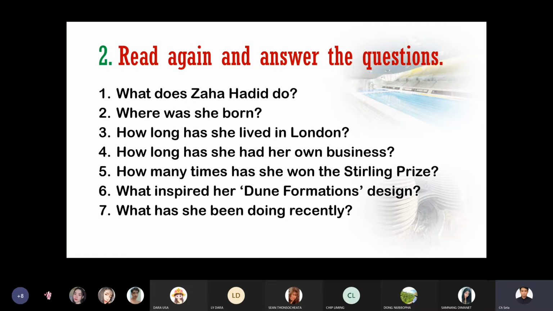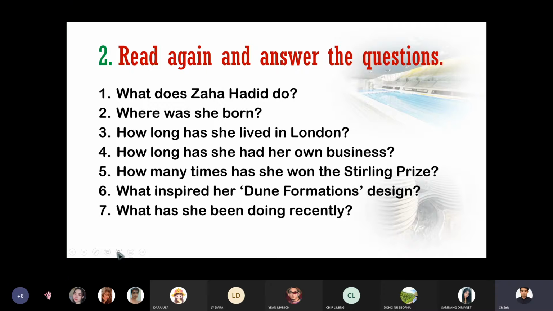Manik, can you read again, please? Number one until number seven. Number 1. What does Zaha Hadid do? Number 2. Where was she born? 3. How long has she lived in London? 4. How long has she had her own business? 5. How many times has she won the Stirling Prize? 6. What inspired her Dune Formation design? 7. What has she been doing recently? Okay, thank you very much.